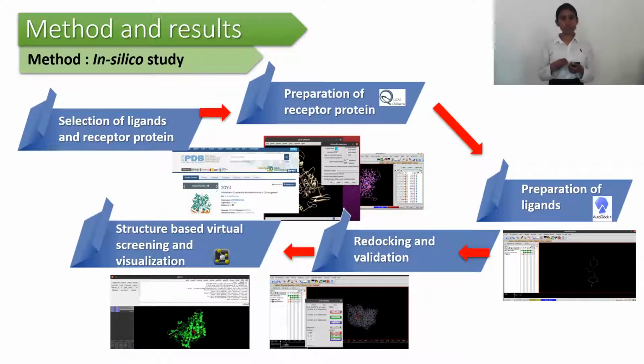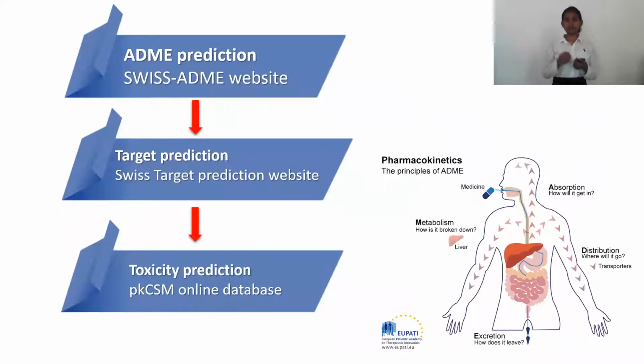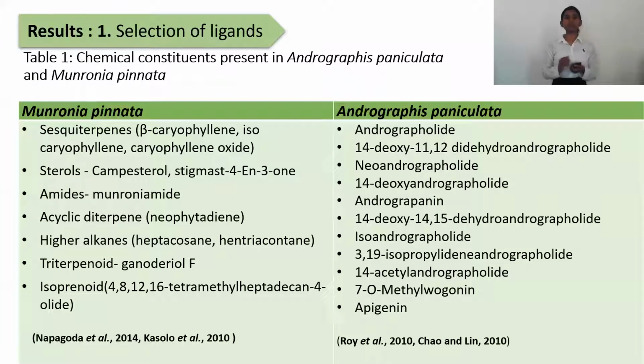The selected compounds were docked to the target protein using AutoDock Vina in order to get their binding affinity values. Finally, the docked complexes were visualized using PyMOL software. After getting results, the compounds which had better binding affinity values were further evaluated using ADME prediction, target prediction, and toxicity prediction. Let's move to the results of the in silico study.